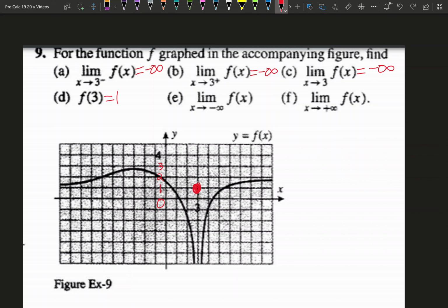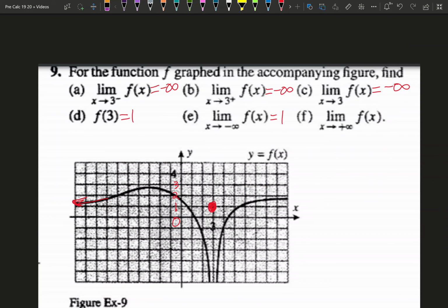Now let's just take a look at our end behavior for e and f. Our limit as x approaches negative infinity, we're following the function, and it looks like there is a horizontal asymptote here at 1. And then a similar thing is going to happen at our other end. Our limit as x approaches infinity, we're following along the function, and it is going to have a horizontal asymptote at 2.